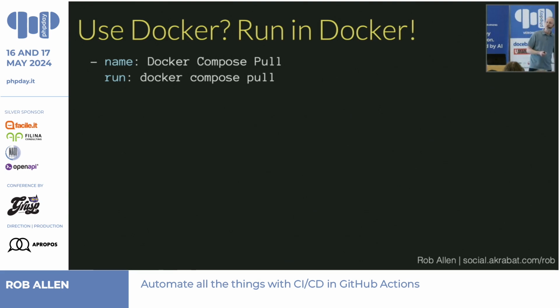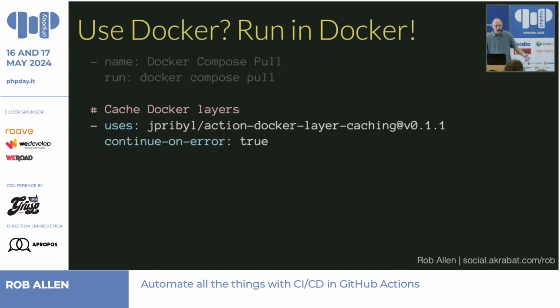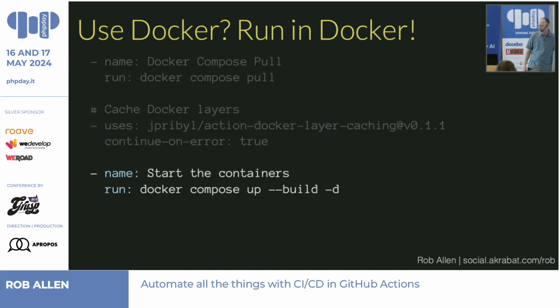GitHub Actions makes this trivial because it's basically just a Linux machine. So we can do Docker compose pull, we can cache our layers so that we don't have to keep rebuilding them because it takes forever. And we can run Docker compose up, and we now have our Docker system running.